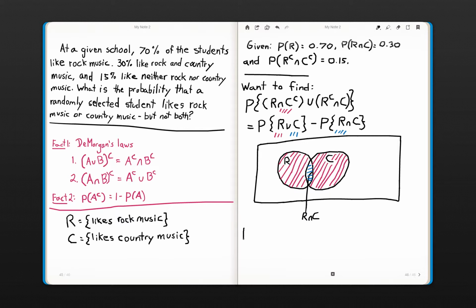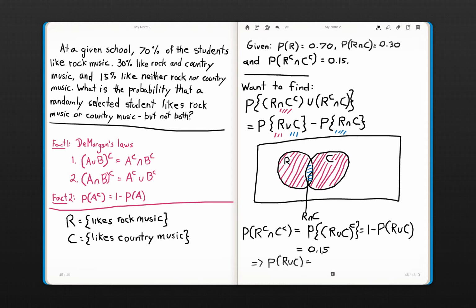That's what we'll do right now. Okay, this was the application of De Morgan's law here. This looks a little bit more manageable, and we can even take it one step further by using fact 2 here. This is equal to 1 minus probability of R union C. But we know what that's equal to. This is given to us as 0.15 here. So now we can actually solve for this piece here, probability of rock or country, and that implies that the probability of liking rock or country is equal to 1 minus 0.15, which is equal to 0.85.